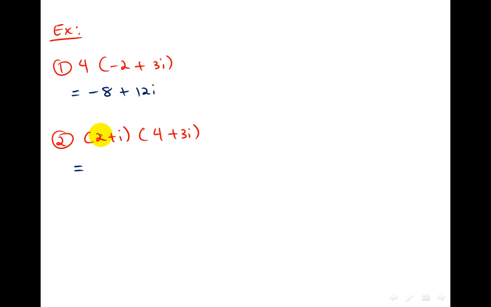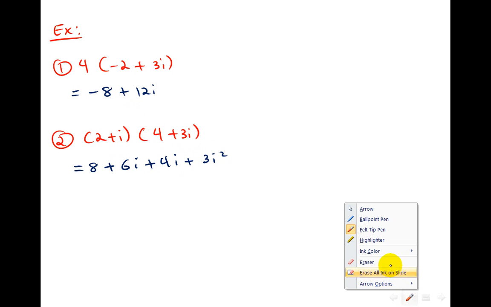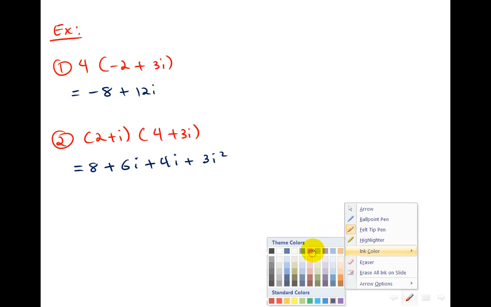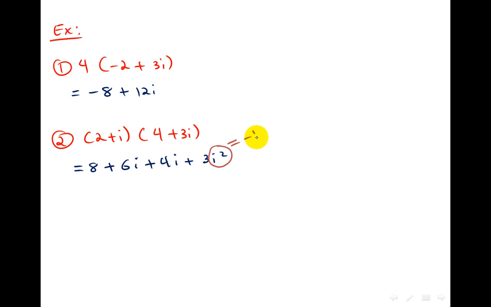Okay, the second question. This one you have to open the bracket. So first 2 times 4, 8, 2 times 3i will give you 6i, i times 4, 4i, i times 3i will give you 3i squared. Again here, don't forget what i squared means. We said that i squared means negative 1. So 3 times negative 1 will give you here negative 3. So this 3 will be changed to negative. So 8 plus 6i plus 4i minus 3. Good.